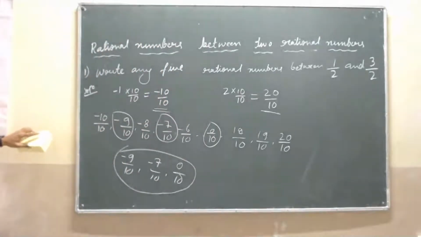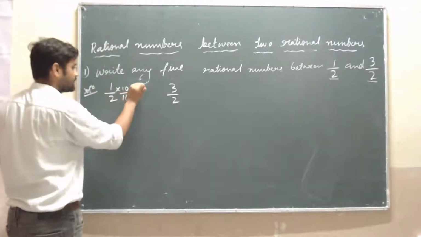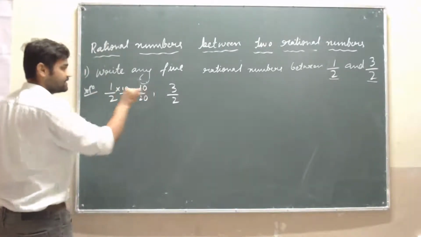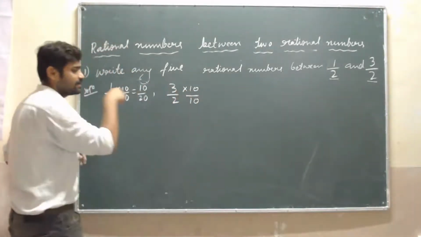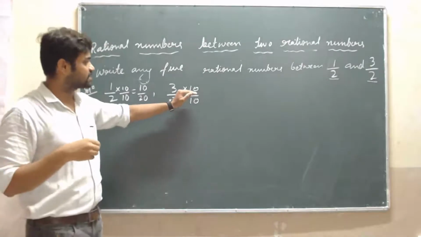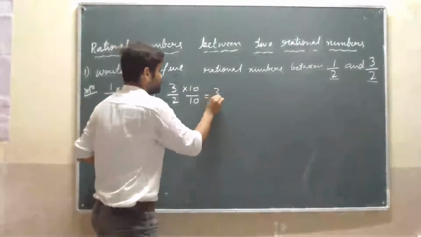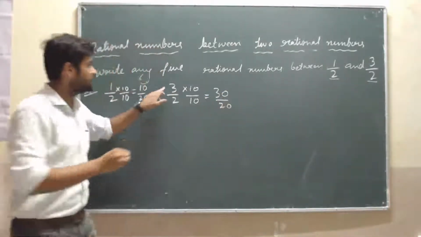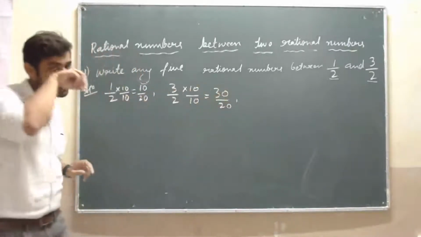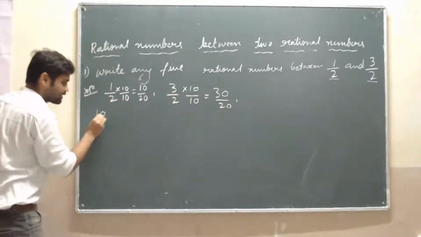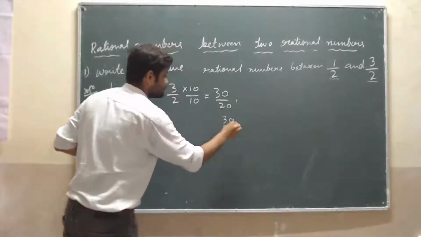Write any 5 rational numbers between 1 by 2 and 3 by 2. Multiply and divide by 10, then we will get 10 by 20. Same as it is here, that is 10 by 10. After multiplying and dividing both, you will get the same answer. Then it will become 30 by 20. 3 times 10 is 30, 2 times 10 is 20. Then write the rational numbers between 10 by 20 and 30 by 20.